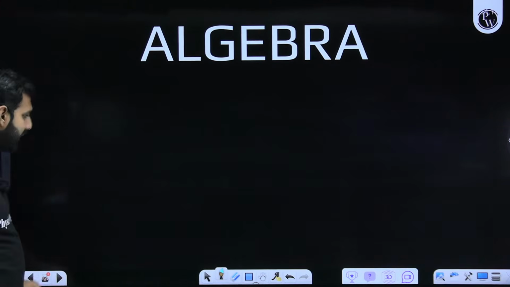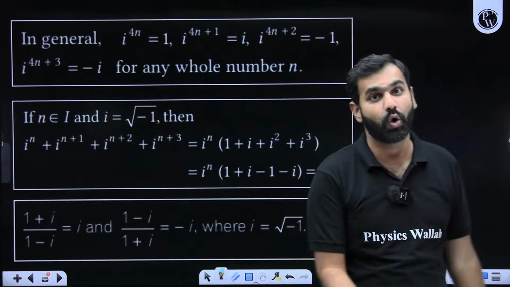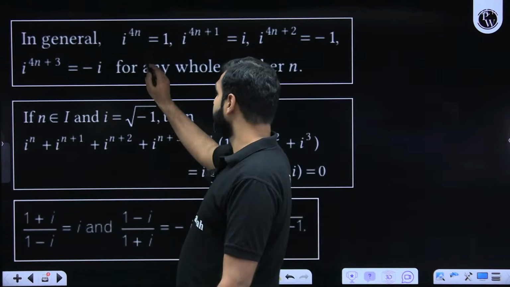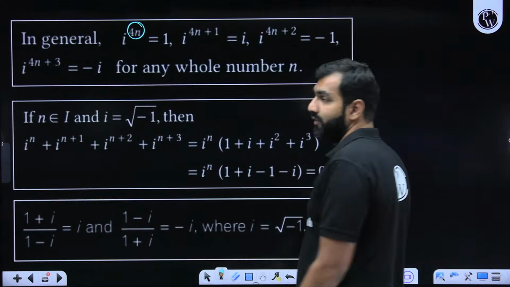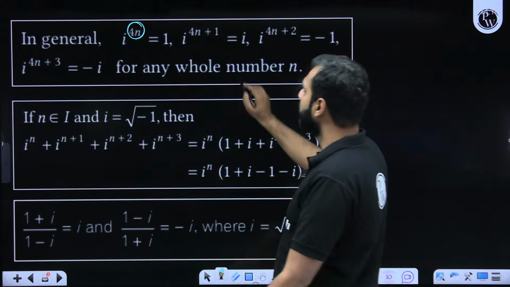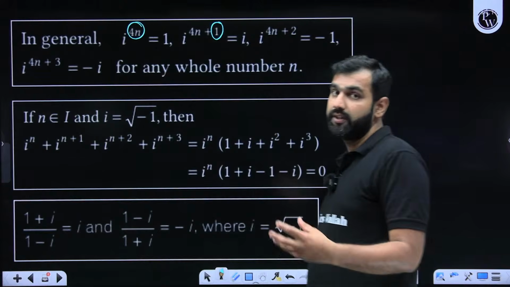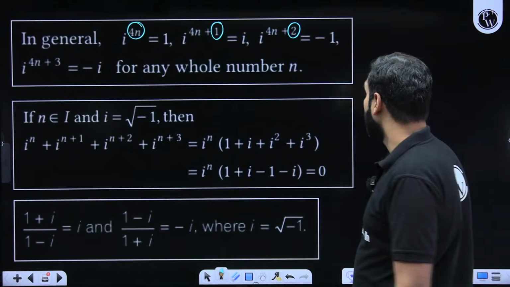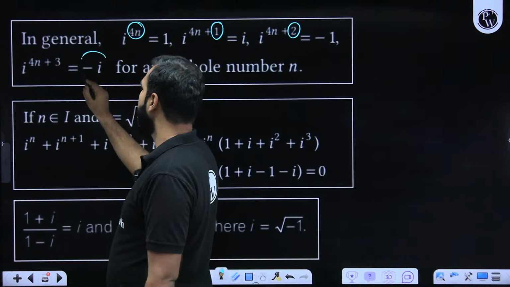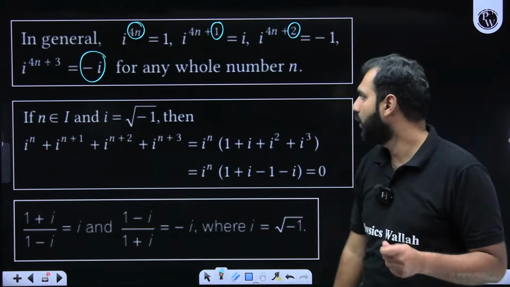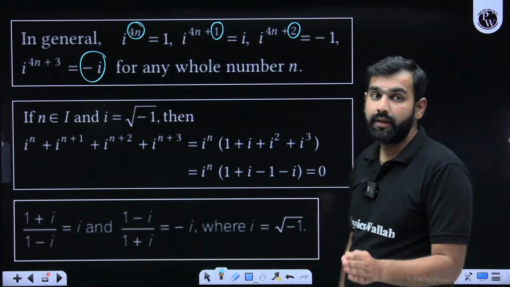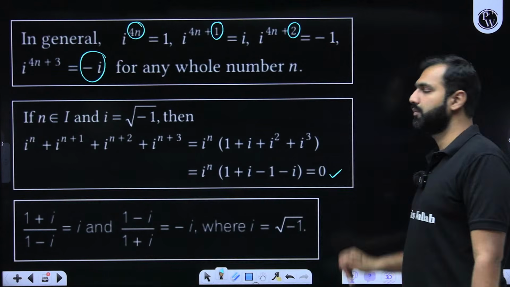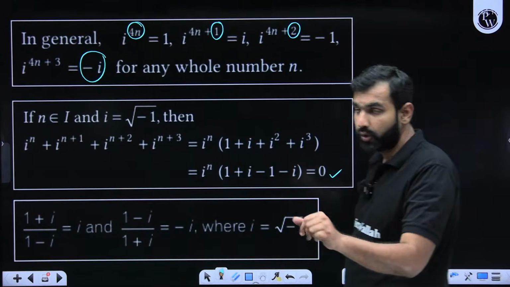In algebra, if I begin with the first chapter for the day, we know iota, the complex number, has come into the picture. So if I start my discussion with iota, we know that any power of iota which is a multiple of 4 will give me 1. Any power of iota which is 1 more than a multiple of 4 will be iota. Iota to the power 4n plus 2 will give me minus 1. And iota to the power 4n plus 3 will give me minus iota. This cyclicity we all understand. With that we know and remember that the sum of 4 consecutive powers of iota is always 0. Remember this as a property. 2 more conclusions I'm asking you to remember.